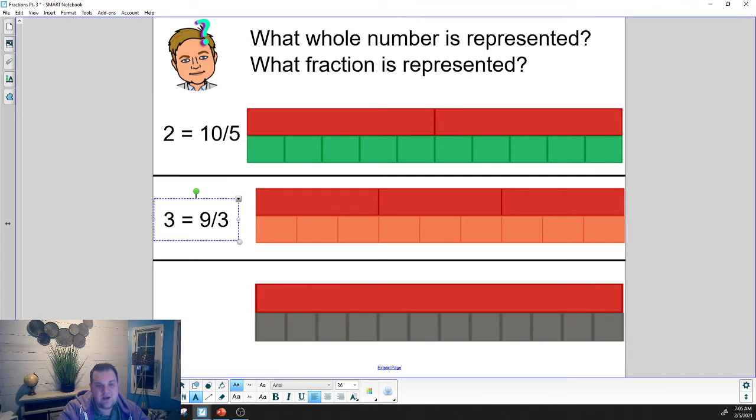Awesome work so far. Here's the last one on this page that we'll think about. This time, the whole is big, but there's just one of them. So we're going to put 1 for our whole. What fraction do you see in this picture?